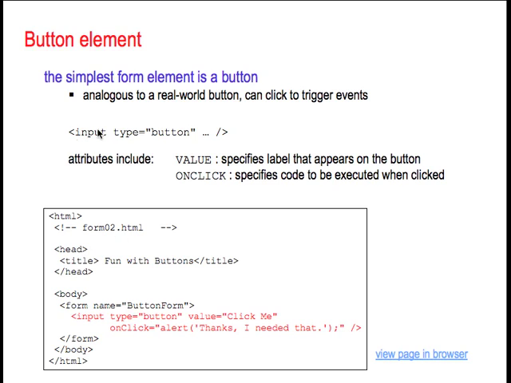And inside we have a button form. The name of the form is called button form. And we have an input type, we have a button. The value is going to be click me. And then on the click, the OnClick event, it's going to send up an alert box. It says, thanks, I needed that. So when you click on the button, a little message comes up that says, thanks, I needed that. Anyway, it's kind of cute.